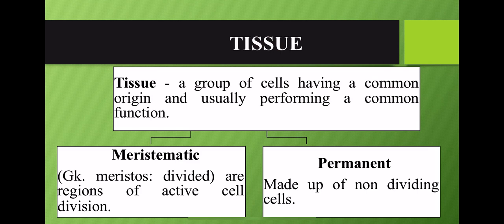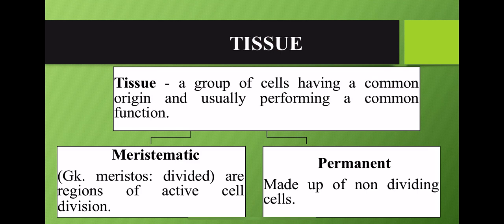Within the angiosperms, monocots and dicots are also seen to be anatomically different. So the internal structure depends on the adaptation to diverse environments. A tissue is nothing but a group of cells having a common origin and usually performing a common function.